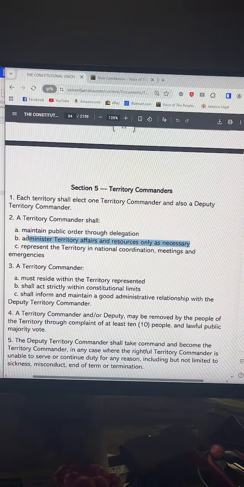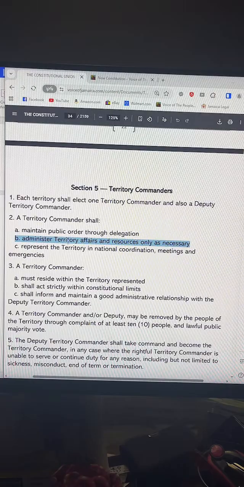So again, now that we're going to have transparency through documented works and documented evidence, this territory commander would only be able to work on things that are necessary, that are proposed, that are given to him as a duty to complete, right? And C, represent the territory in national coordination, meetings, and emergencies, right? And as we go along, you see how all of this meshes together.